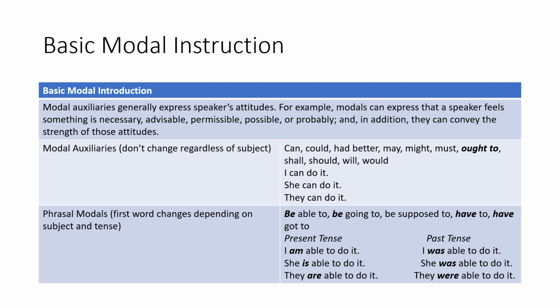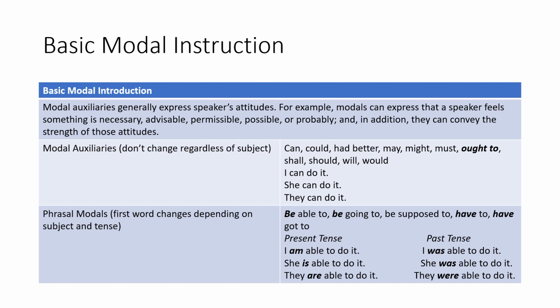They can also indicate the strengths of those attitudes, meaning something is really necessary or just a little bit necessary. Something's really advisable or just a little bit advisable. So they fall into two categories. The first category is modal auxiliaries. All of the ones in this category don't change regardless of the subject. They're actually not connected to tense at all, because they're not used in the past, present, or future. They may have a past, present, or future meaning in them, but they don't ever change.